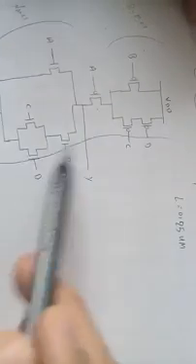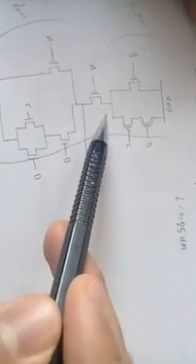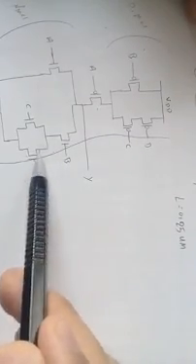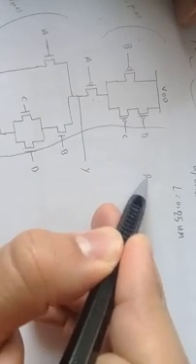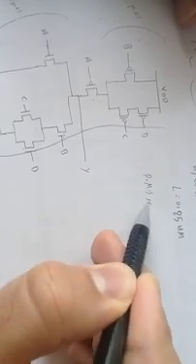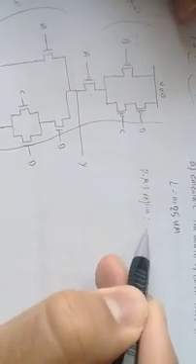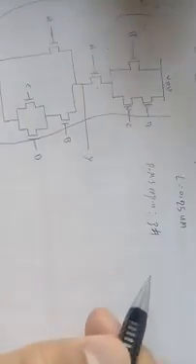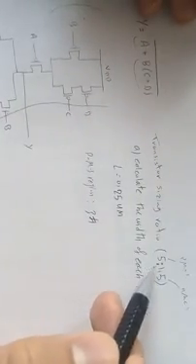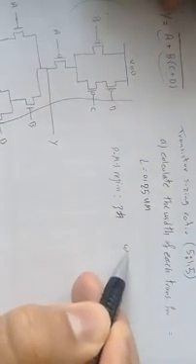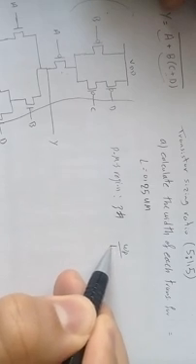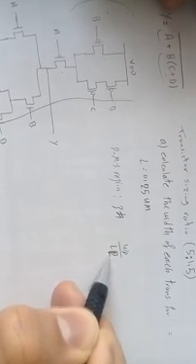1, 2, 3. There are 3 transistors on the path in the P region and 2 transistors on the path in the NMOS region. So for the PMOS region we have 3 transistors, and we also have the ratio, as you said, 5. So WP over LP equals 5.